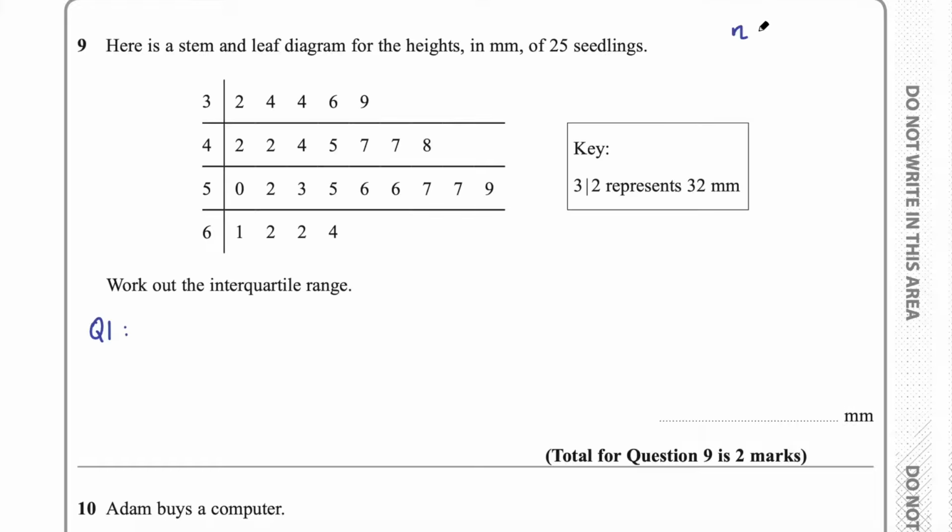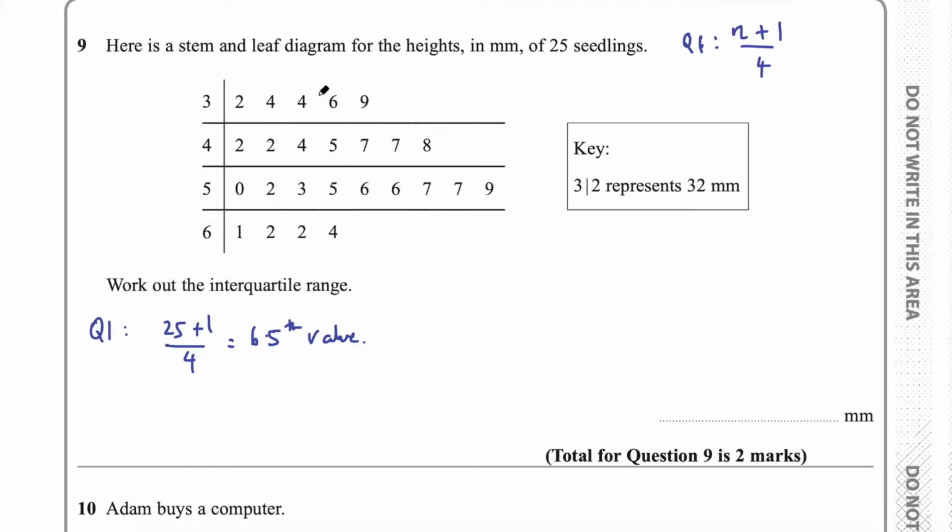So we'd say that would be n plus 1 and divide by 4. So that's the general formula for quartile 1. So let's do 25 plus 1 divided by 4. That's 26 divided by 4. So that's going to be 6.5, or the 6.5th value. And if we look at our stem and leaf diagram, we need to go to the 6th value and the 7th value, and it'll be the average of those two.